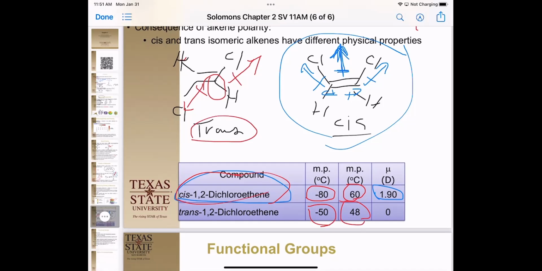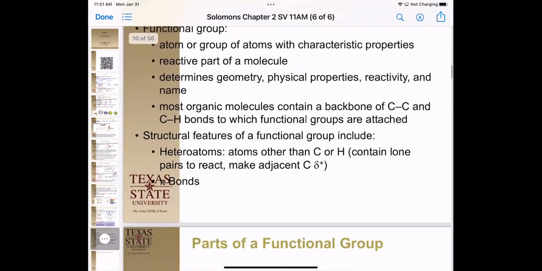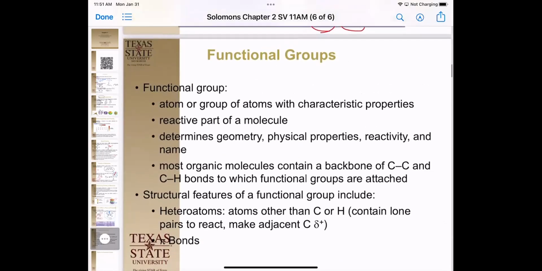Okay, so we have bond polarity, we have molecular polarity, which gives us dipole moment, and how that affects physical properties. All right, so let's talk about how we can change bond polarity, how we can change the interactions by adding a few more atoms into our system.